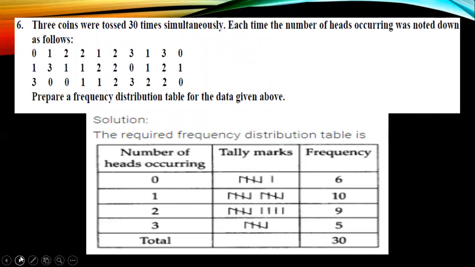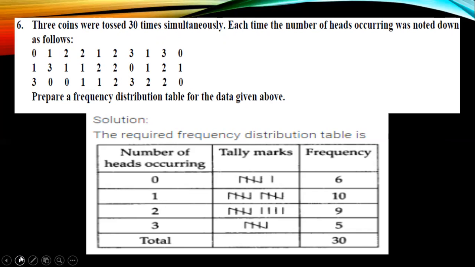Similarly, we can go with question number 6, which is again mentioned wherein there are 3 coins which are tossed 30 times simultaneously. Each time the number of heads occurring was noted down. So in the first instance, 0 heads, that means all were tails. In the second instance, 1 head, and then 2 heads. The fourth instance of the 2 heads, and so on. And we have been asked to just make a frequency distribution table.